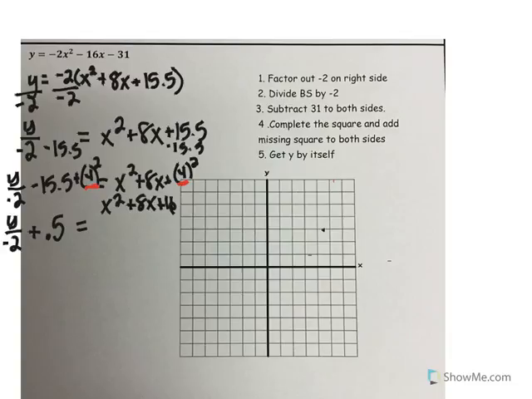Okay? All right, what does that become when I make it into a parentheses squared? X plus 8. No, not 8. X plus 4. It's the number that I underlined in red. Okay. This is really great so far, vertex form. I like it. Next step. You subtract 0.5. Okay. Y divided by negative 2 equals x plus 4, quantity squared, minus a half.